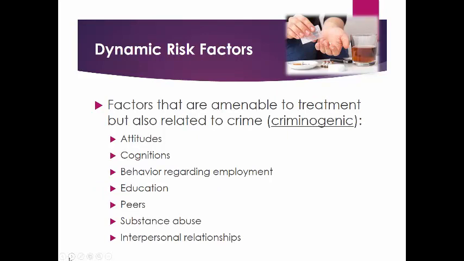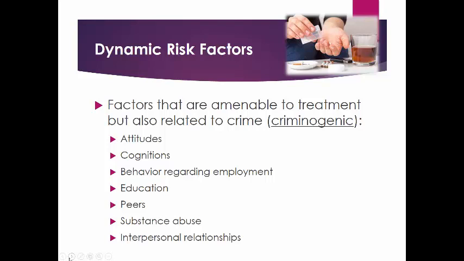Now, what we're going to do when we talk about dynamic risk factors is we're going to break them down, things that we can change, like attitudes, like how do people feel about criminal behavior, their cognitions. Do they think it's okay? Cognitions are their thought processes. Do they think it's okay to engage in sexual behavior with those who are underage? Their behavior regarding unemployment. We know that unemployment is a risk factor for criminal behavior. Education, similarly, lack of education is an increased risk factor for criminal behavior.